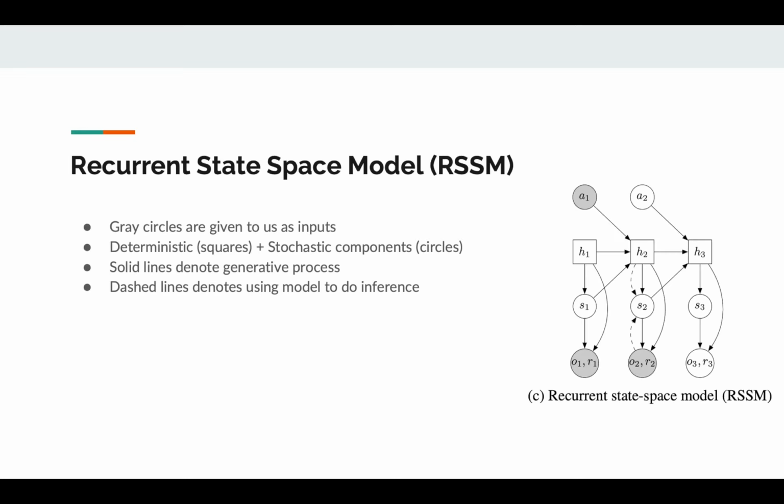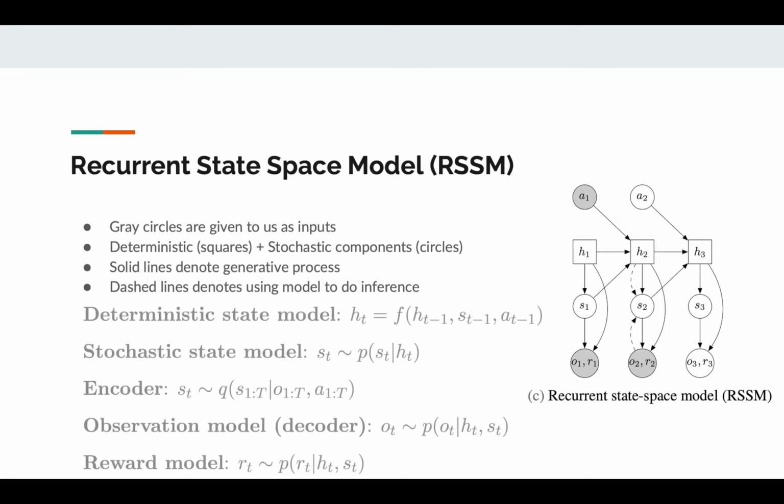So this is an overview of the recurrent state space model, or RSSM. The gray circles are given to us as inputs, the squares represent deterministic nodes, and the circles are stochastic nodes. Solid lines denote the generative process, and dashed lines denote using the RSSM model to do inference. So how do we compute these nodes? The states are computed by the following models.